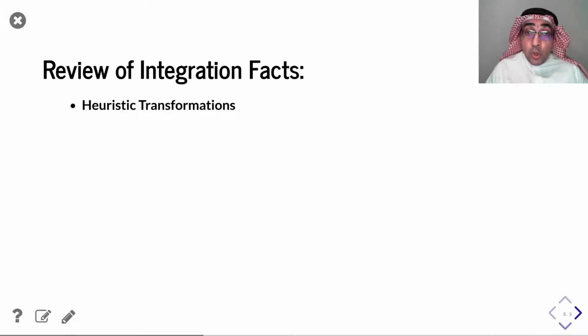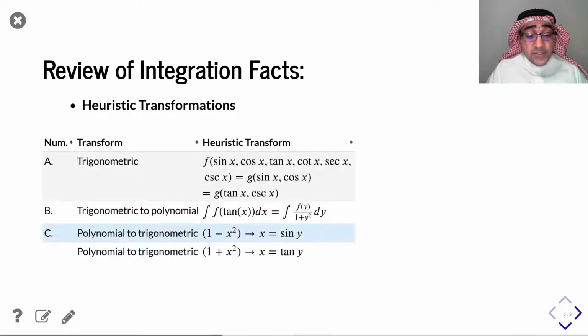It is not always the case that when you use them, you get a simpler result. You might get a more complicated result. So the task becomes choosing a heuristic transform that will help in reducing the problem. Now, what are the heuristic transforms that we have?